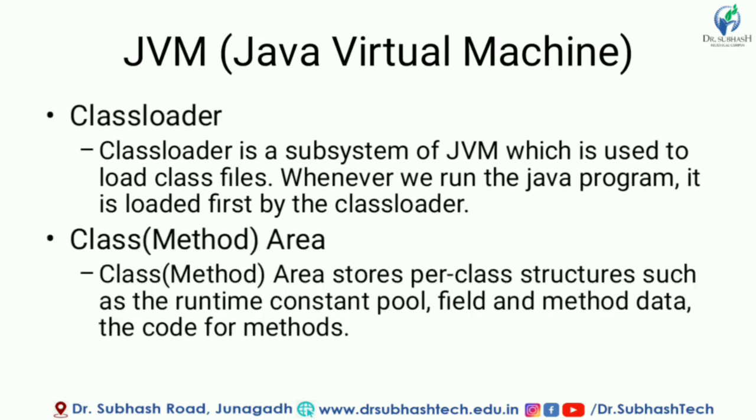Then there was the term memory areas. In the memory area, the first area was the method area, or we can say the class area. The class or method area stores per-class structures such as the runtime constant pool. It stores the runtime constant pool, the field and method data, and the code of the methods. These things are stored in this class area: first the runtime constant pool, then fields, then method data, and the code for the methods.